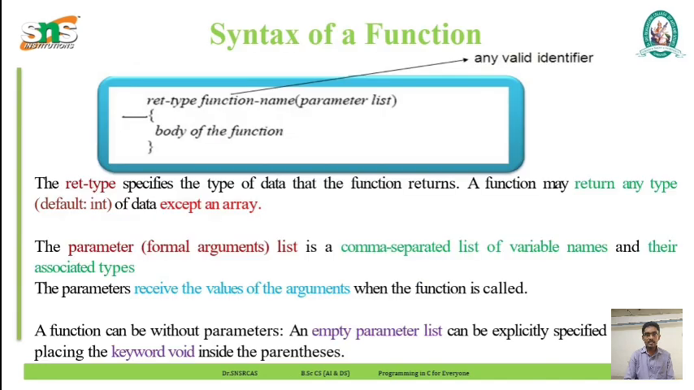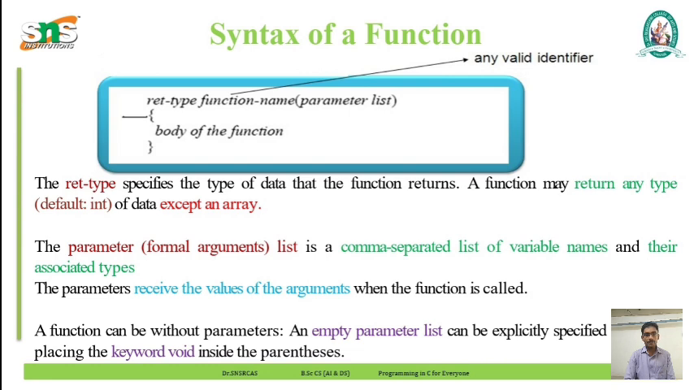So here is the syntax of a function. Here return type, function name and parameter list is the header of the user defined function, and inside the curly parenthesis the body of the function is available. In this syntax, ret type is the return type which specifies the type of data that the function returns. A function may or may not return data except an array. Default return type is int for user defined functions in C.